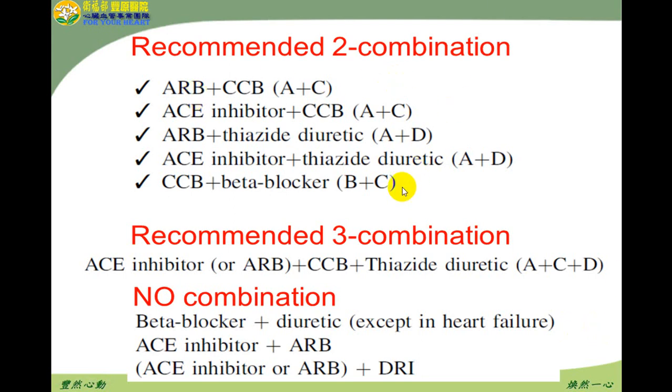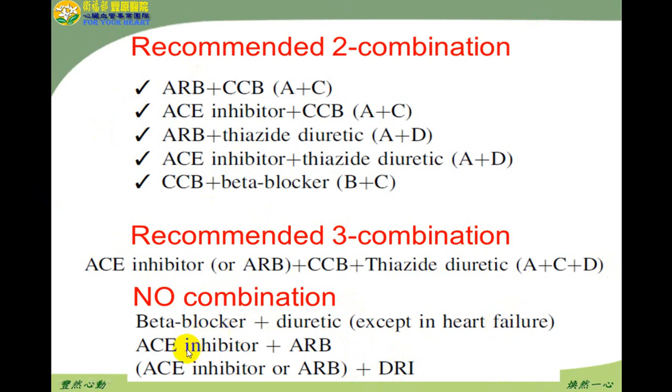These are two-drug combinations. These are three-drug combinations; we call it A, C and D. See, B is not there. Here also B is not common. B is very rarely combined with CCB. B is not a common combination, and beta blocker by and large should not be combined with diuretic except in a case of heart failure.